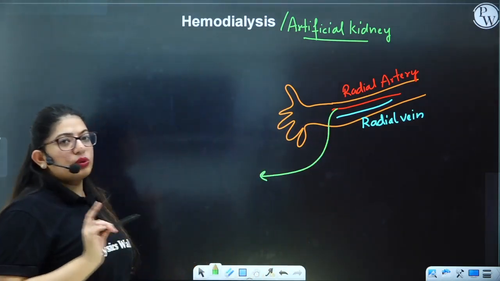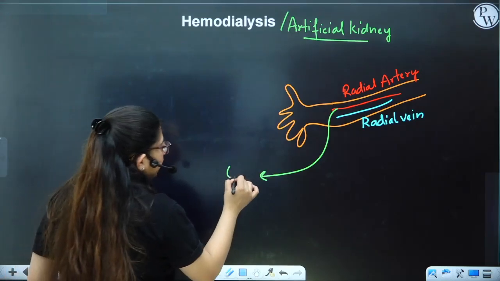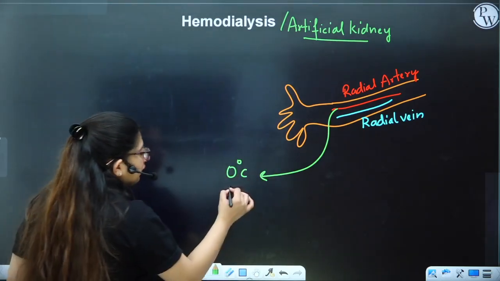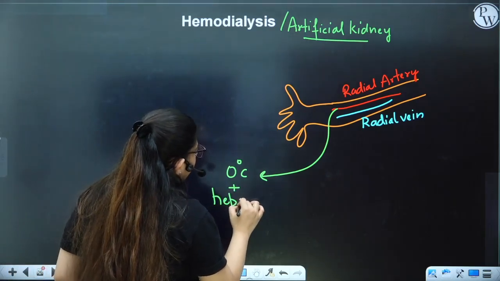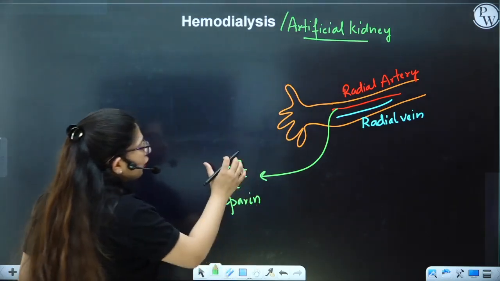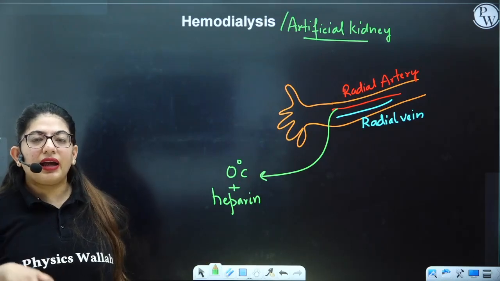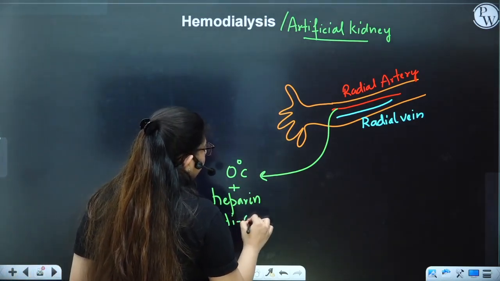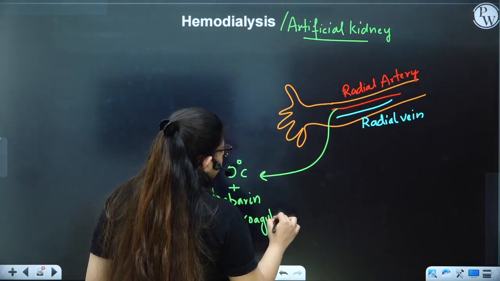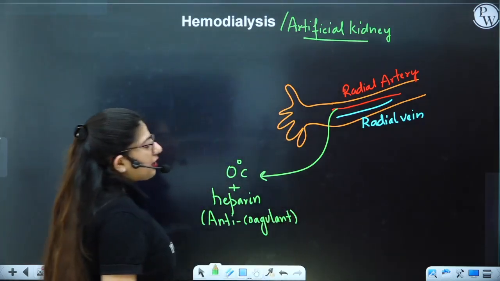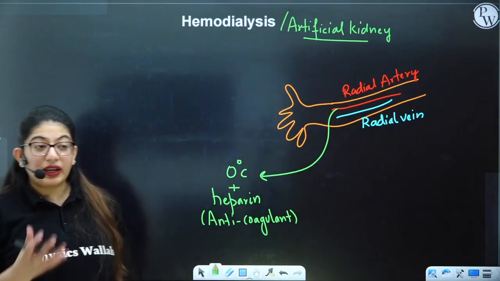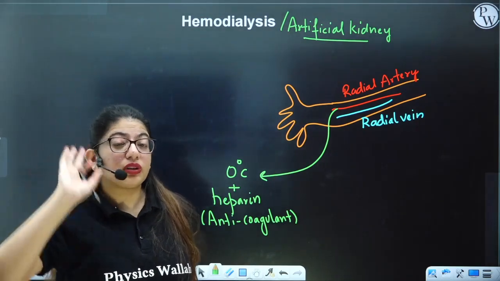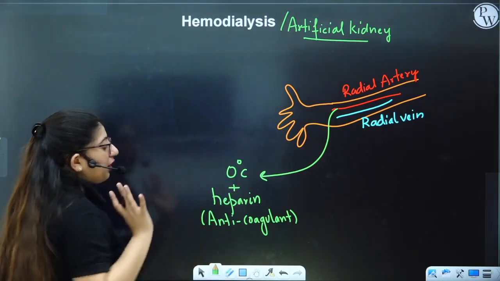And we will cool the blood. We will take the blood and we will cool the blood at 0 degree Celsius. And also we will add heparin. Heparin is anticoagulant. So whatever we are doing here is cooling the blood and adding heparin. All we want to do is to prevent the blood from clotting. The blood has that habit whenever it gets exposed to the outside environment or air, it will start to clot. And we don't want to do that. That will lead to other diseases.